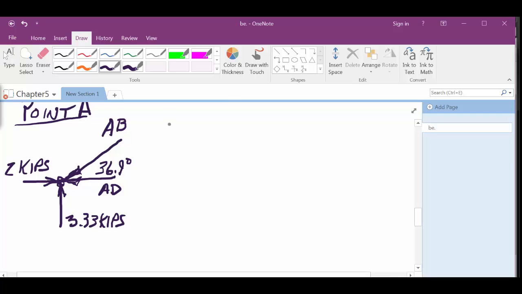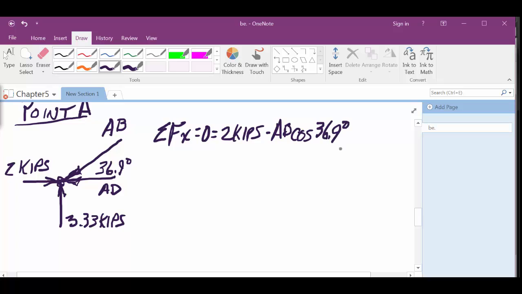So I do sum the forces in the X equals 0. Okay, and I've got 2 kips going to the right, so it's positive. Minus AB cosine of 36.9 minus AD. AD is going straight across, right? So there's no angle involved there.